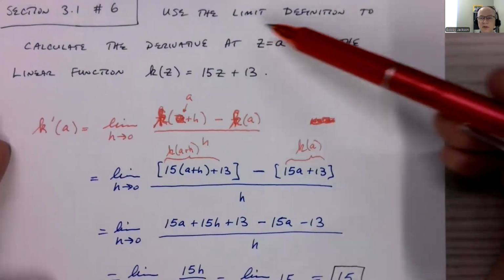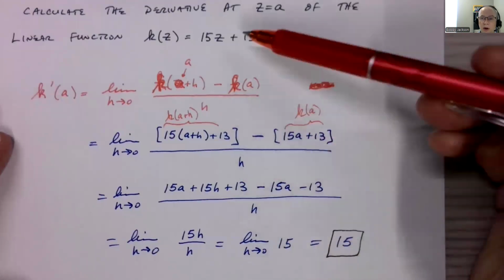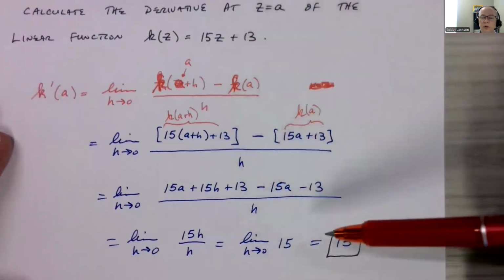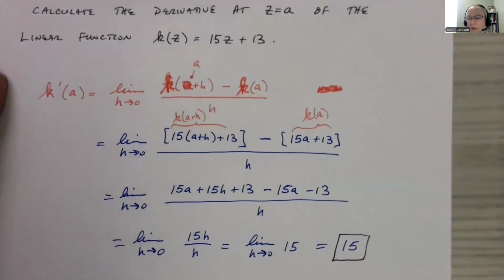So on a test, if I ask for the limit definition, you have to show all the support, even though you might know what the answer is supposed to be by taking the derivative with any shortcut rules that we learn. Okay, hope this is helpful on this one.